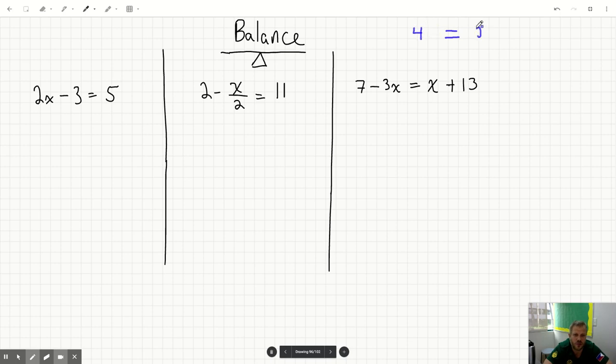4 is equal to 2 plus 2, right? So when we say balance, we're talking about whatever operation I perform to one side, I do to the other. So if I'm going to multiply by, say, 3. If I multiply this side by 3, that's going to be 12, right? I also have to multiply all the parts of this side by 3.